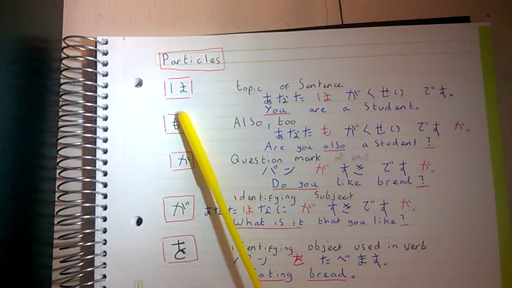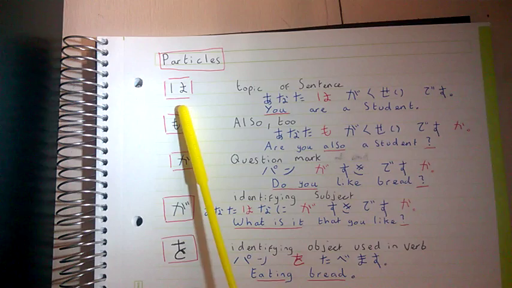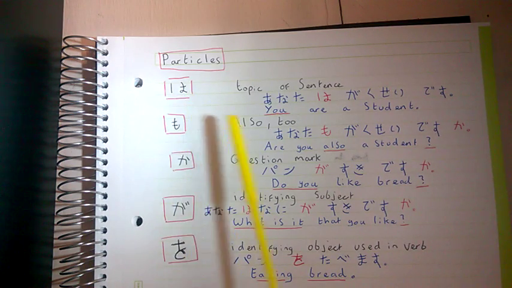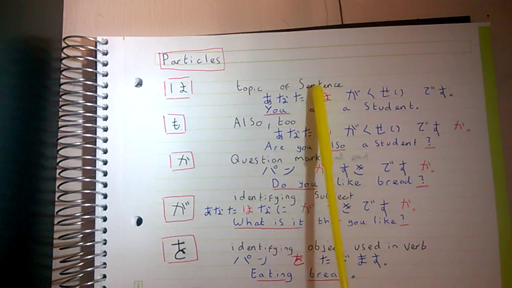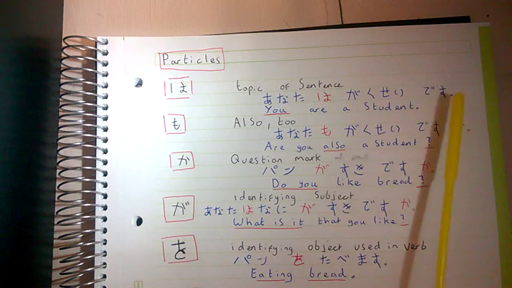So particles, this is wa. It's spelled with ha, but it is wa when it's in the sentence as a particle. This is to show the topic of a sentence. You put a topic, wa, and then the rest of the sentence.